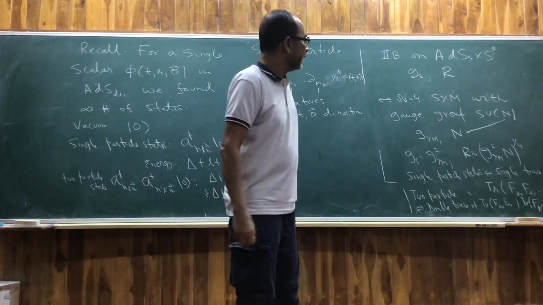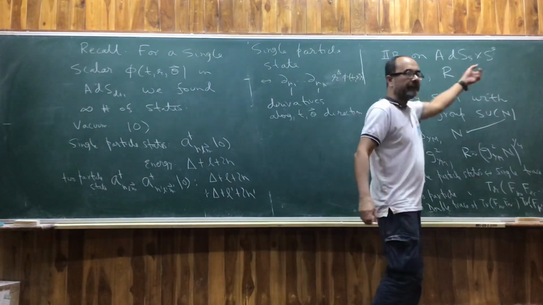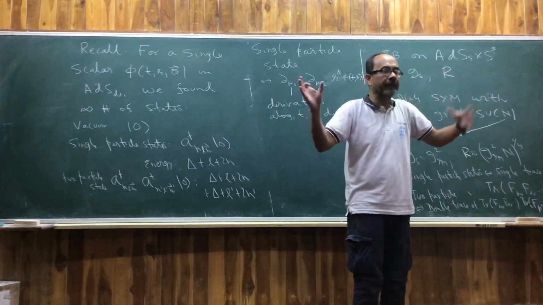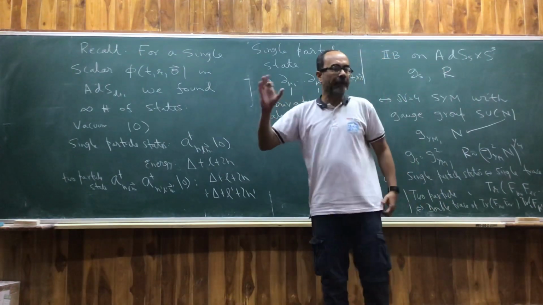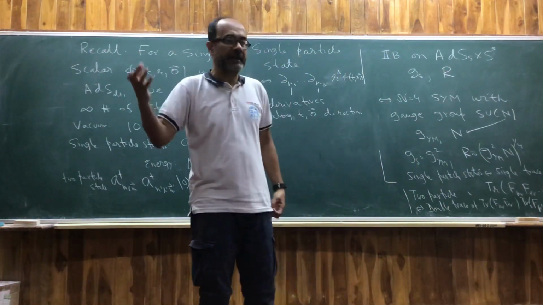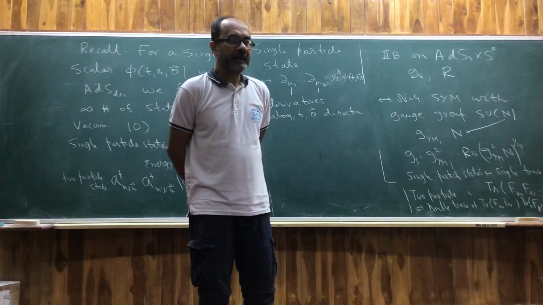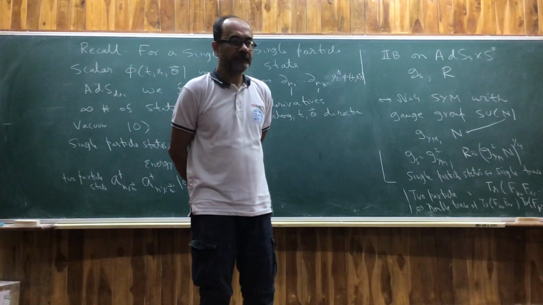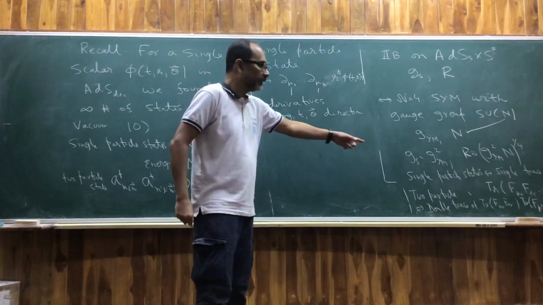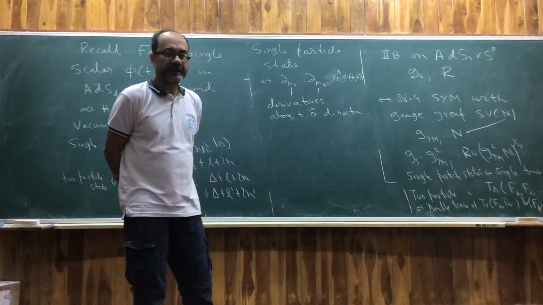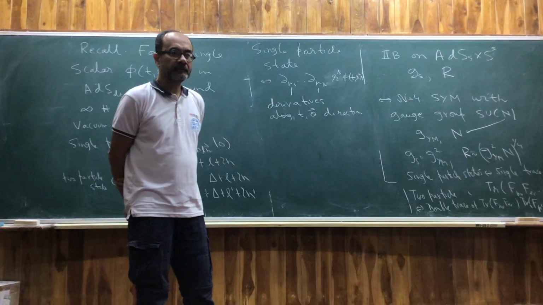Yes, exactly. So when you say type 2B on your AdS5 times S5, it already comes with its own field content, right? There is no ambiguity on how many scalars it has and how many vectors it has, right? It already has some very specific set of fields. Based on that, you compute the spectrum, and that spectrum is what you match with on this side. Is this matter field content finite? No, both sides have an infinite number of fields.